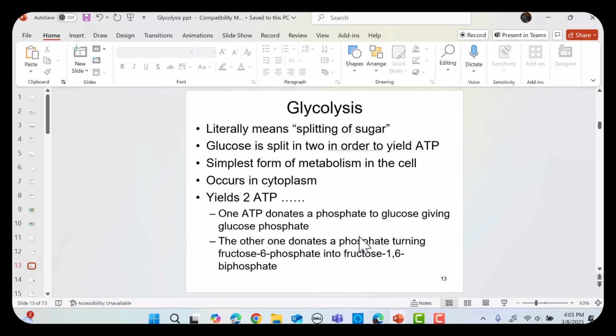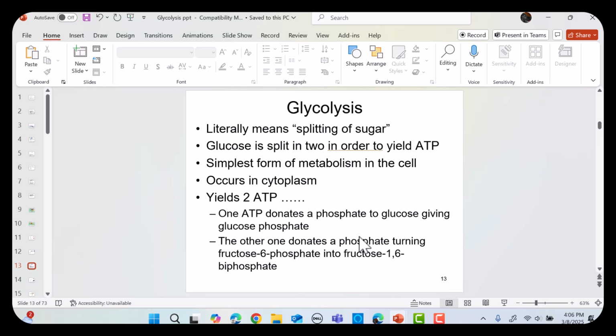Okay, so like we said, we're splitting the sugar. Glyco is the sugar, lysis is splitting it. We're going to get ATP. That's our goal here, and we'll talk about the relevance of that. It's the simplest form of metabolism in the cell. That's a weird, loaded statement. And where that's coming from is the fact that we do this in the cytoplasm. So we're going to get a little bit of ATP with glycolysis. And I'm saying a little bit relative to what we can potentially get from that molecule of glucose.